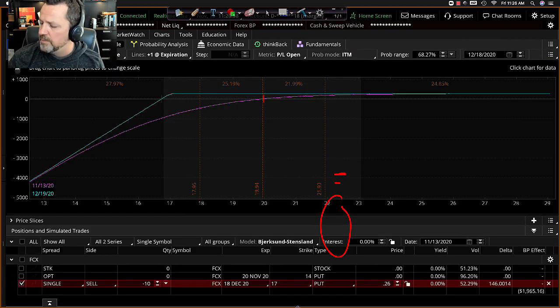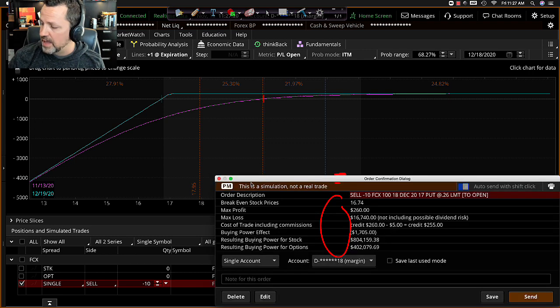So I'm going to say, hey, I'm going to make a promise to buy this stock at 17 from now till the 18th of December, and they're going to pay me 26 cents in advance. So my break-even point is going to be 26 cents lower than 17. So that'll put the break-even point down there at 16.74, 16.74.